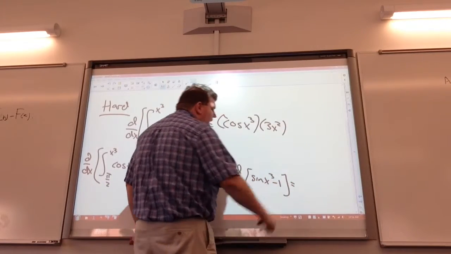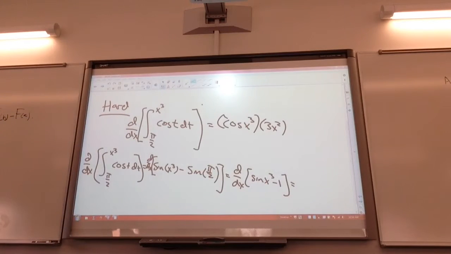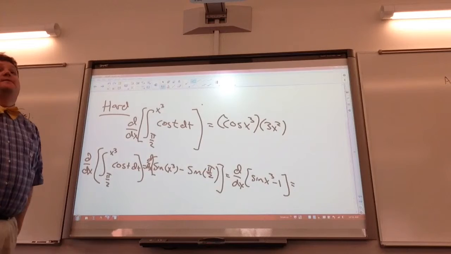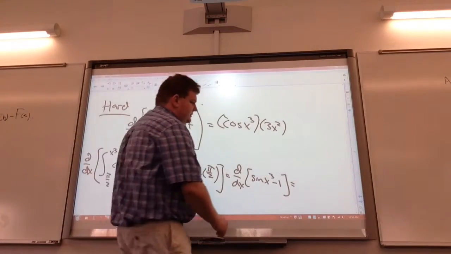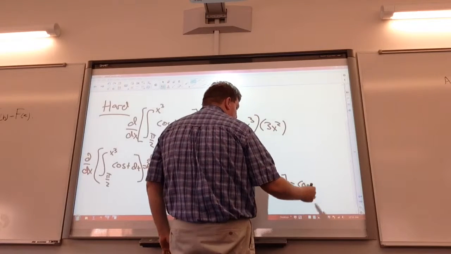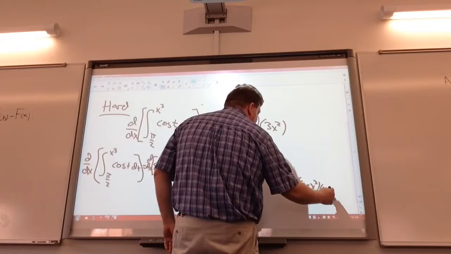Okay? And now I can do this derivative, right? The derivative of the sine of x cubed is going to be what? It's a what type of rule? Chain. It's a chain rule, right? So you do the derivative of the sine, keeping x cubed the same, and then multiply it by the derivative of x cubed. That would be cosine x cubed times 3x squared.